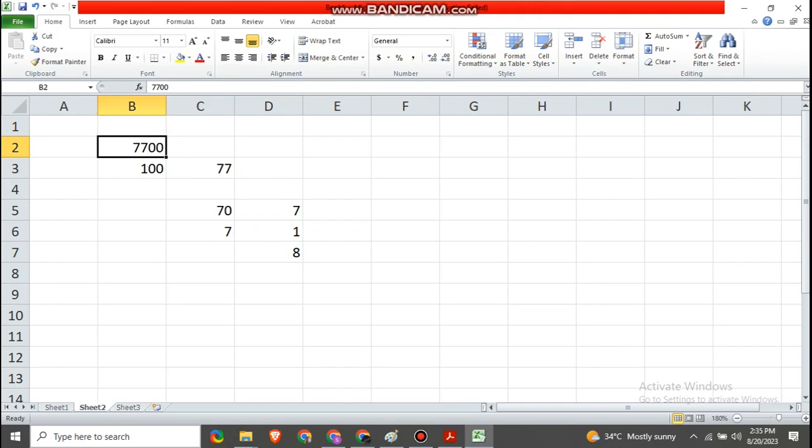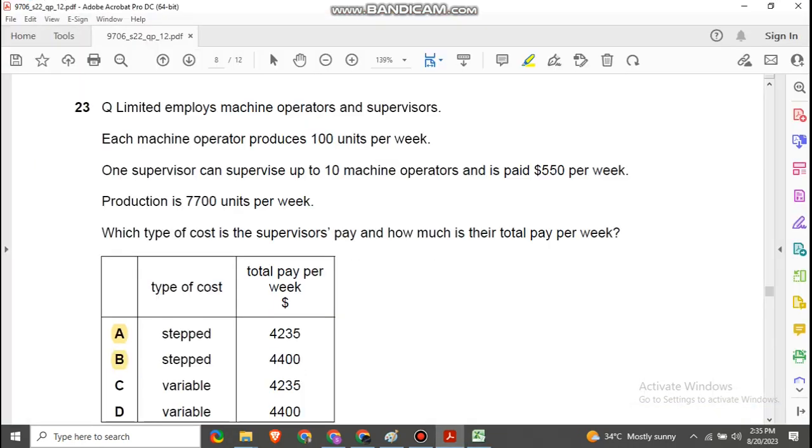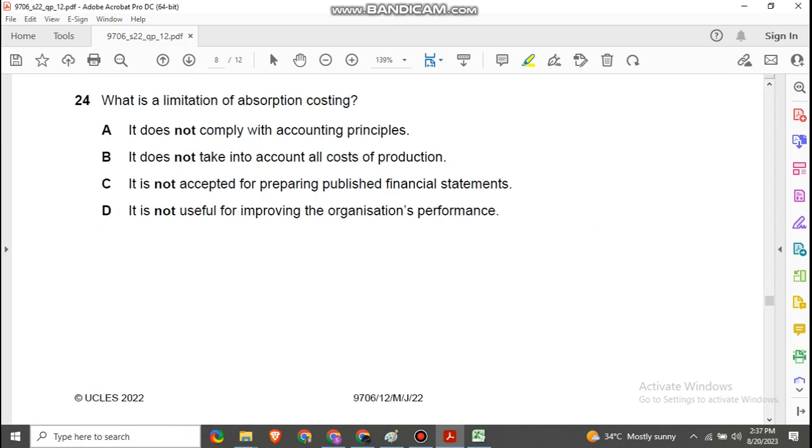So the question is, how much are we paying them? Each week we pay 550 for each supervisor, so altogether we are paying 8 times 550, which is 4,400. So 4,400 is my correct answer. Option B is the right answer. It is a step cost and we pay 4,400.